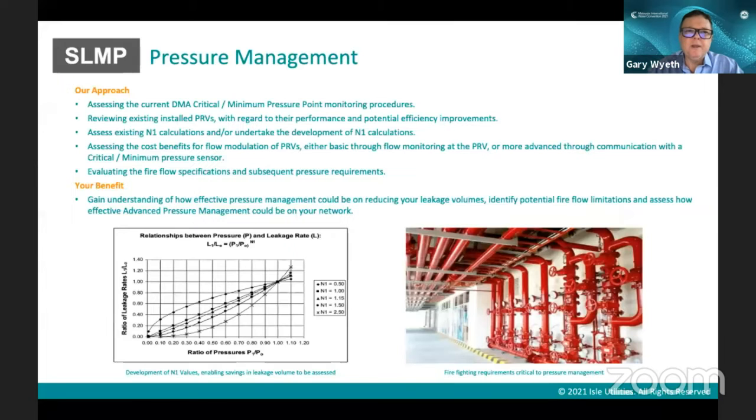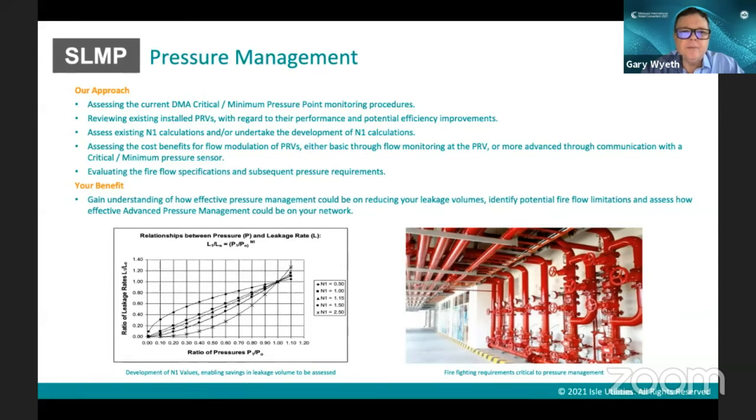Pressure management. This is a real key component of managing real losses. It's probably the most cost beneficial way of controlling leakage volumes, because by putting a PRV on and maybe an advanced PRV controller, you can manage pressures in a system. You can also manage the leakage volumes in a DMA and also the burst frequency in a DMA. So you're saving leakage water volume, but you're also reducing your repair costs from the number of bursts that you have.